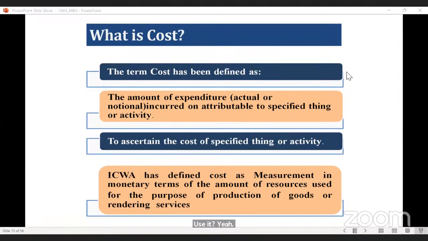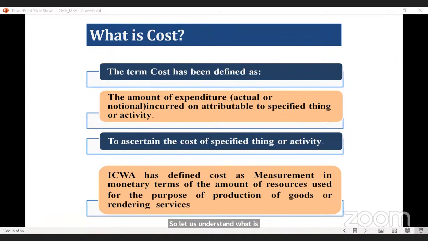So let us now discuss some basic terms of cost and management accounting. Basic terms, because there are numerous terminologies of cost and management accounting, but we are discussing some few basic terms of cost. So let us understand what is cost actually.